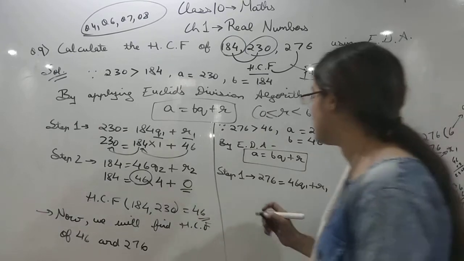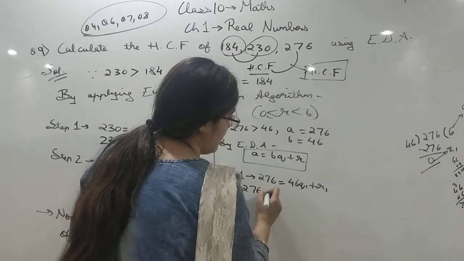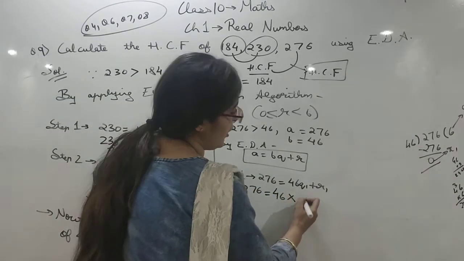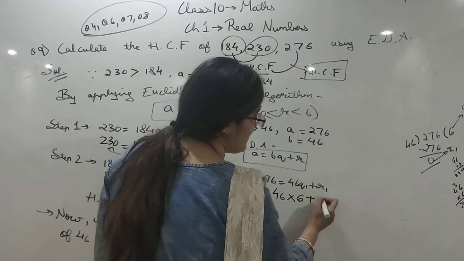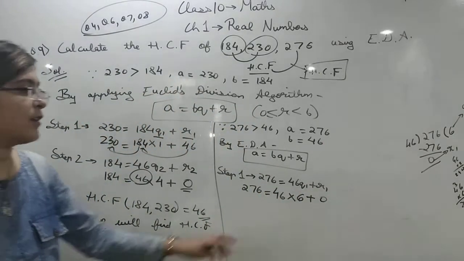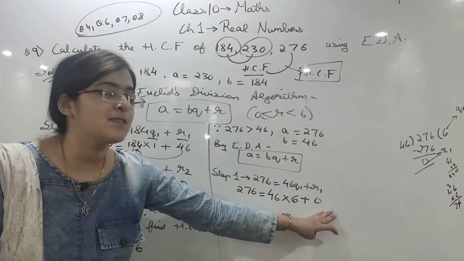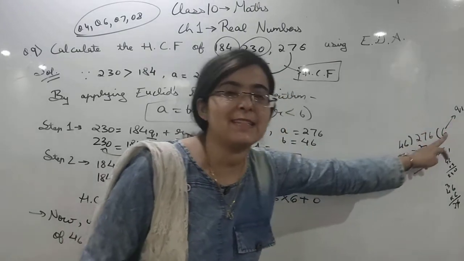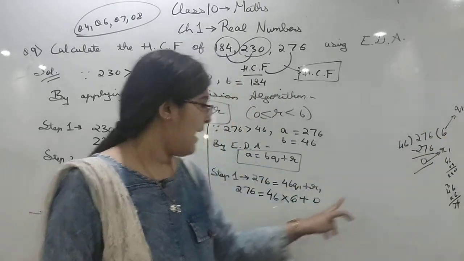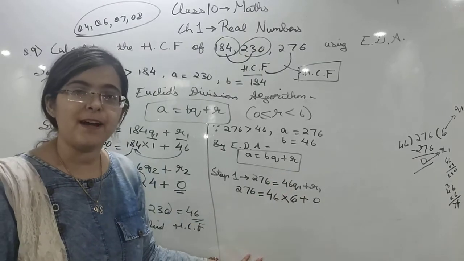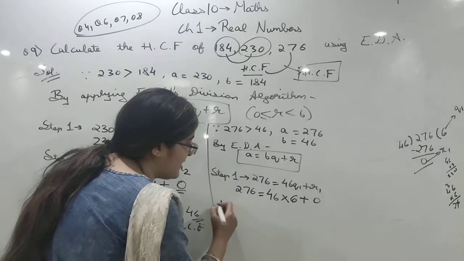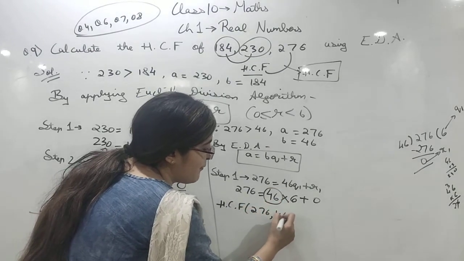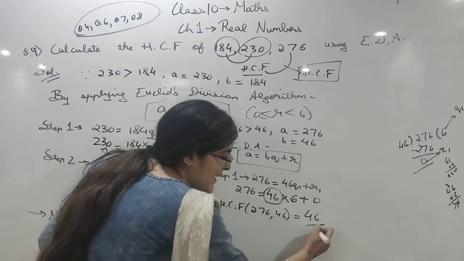We will put the values. 276 is equal to 46 into your Q1 came 6 and R1 came 0. Clear? Your Q1 came 6 and R1 comes 0. We have done the rough work here. So we will stop the calculation and we will write the HCF of 276 and 46 is 46.